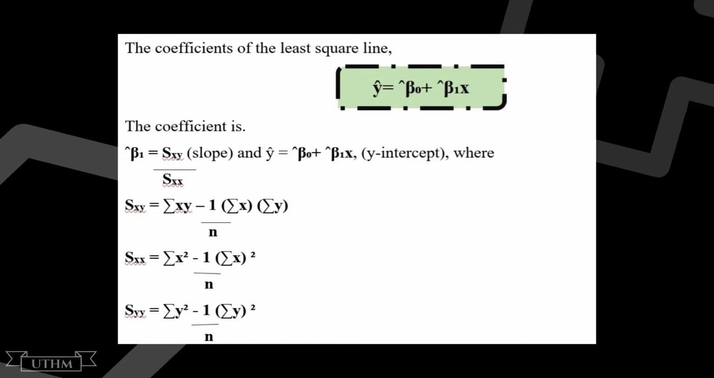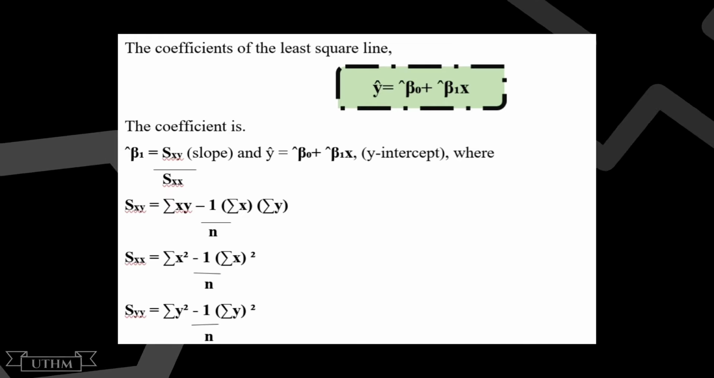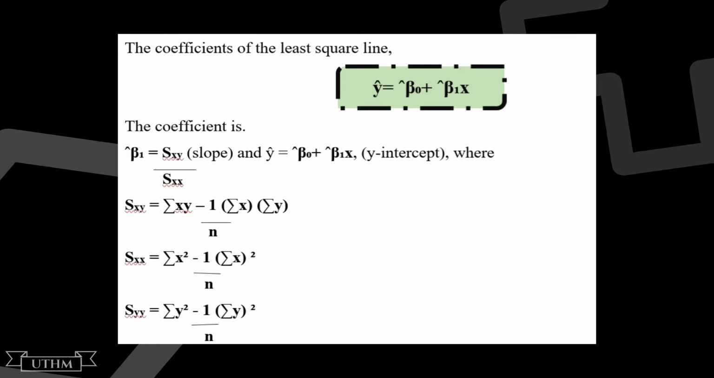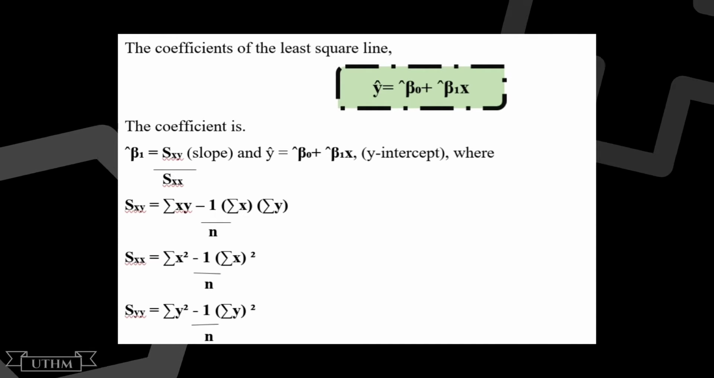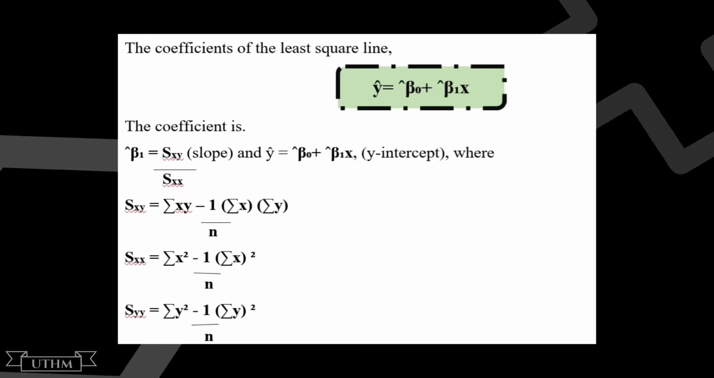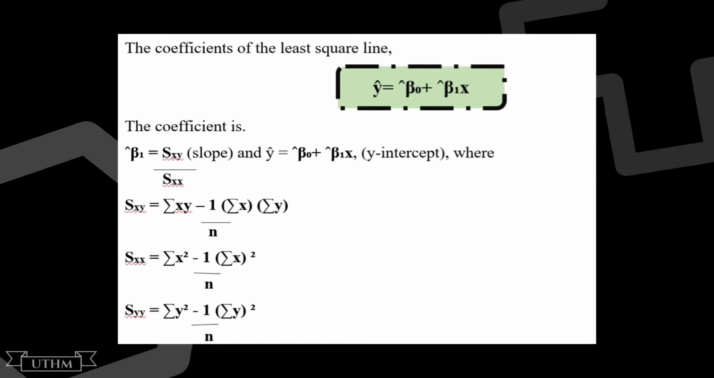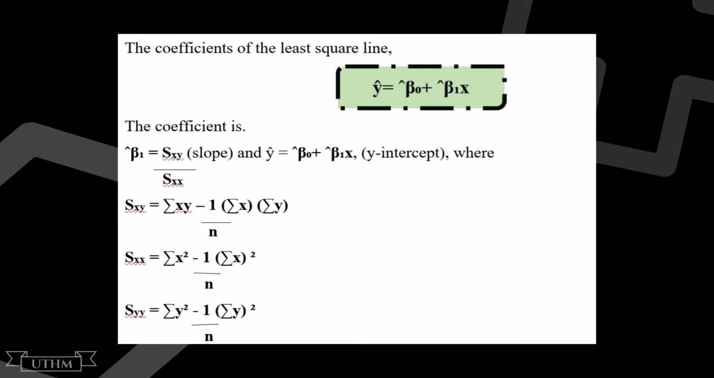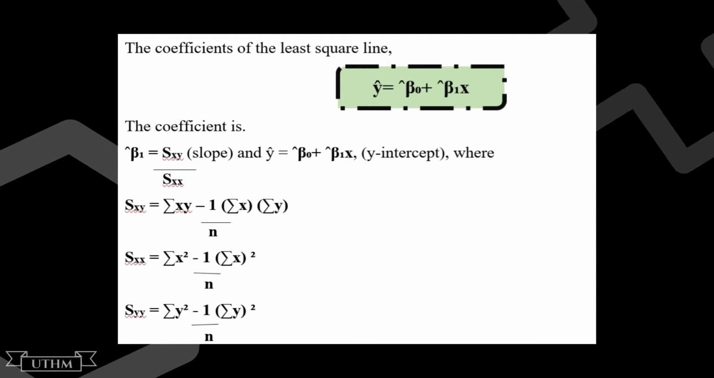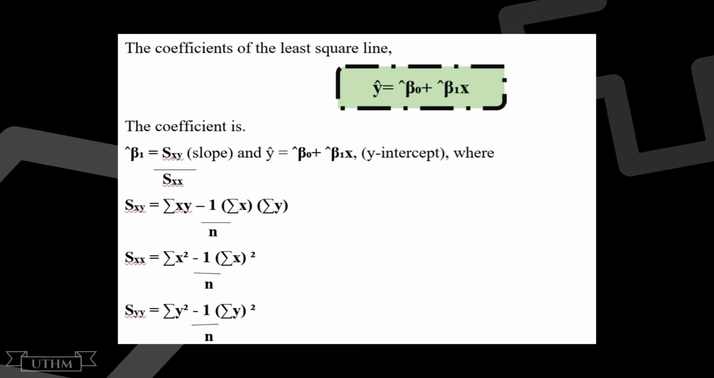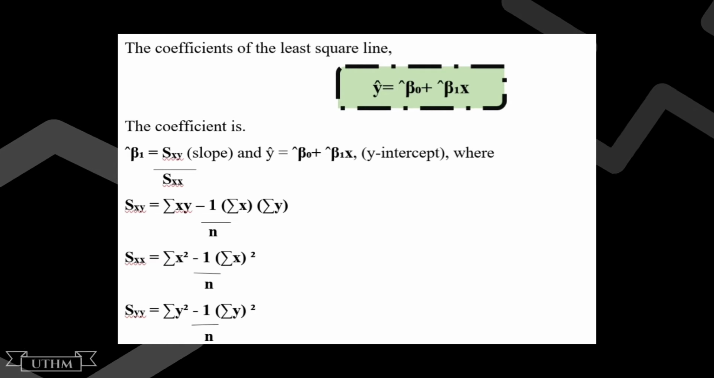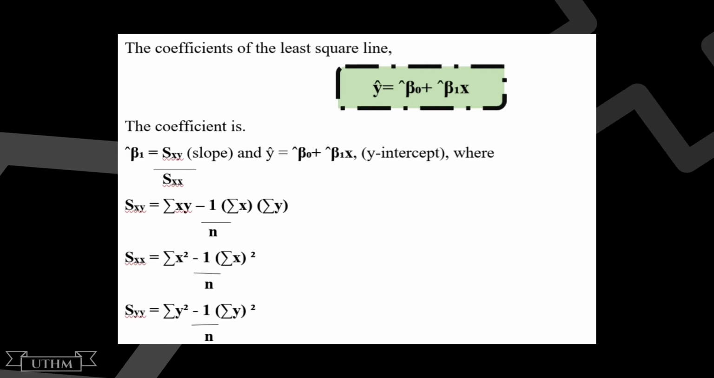For question B, the formula that we use is y hat equals beta 0 plus beta 1 multiplied with x. Beta 1 is equal to Sxy per Sxx, where Sxy is equal to the sum of xy minus 1 per n multiplied with the sum of x and the sum of y. Sxx is equal to the sum of x to the power of 2 minus 1 per n multiplied with the sum of x, to the power of 2. Syy is equal to the sum of y to the power of 2 minus 1 per n multiplied with the sum of y, to the power of 2.